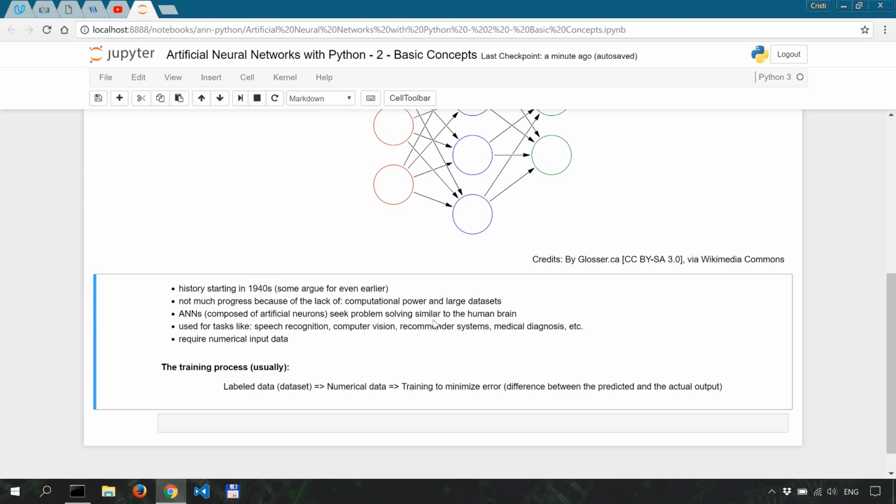Now, if you're interested in the history and how this field developed, the Wikipedia page on artificial neural networks is probably a good way to start. And I'll link to it in the description.